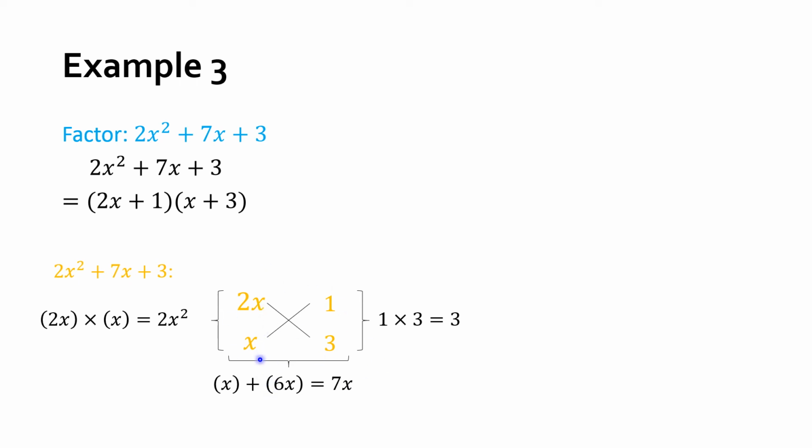So here's x and here's 1, and when we multiply x and 1, it's equal to x, and here's 3 and here's 2x, and if we multiply 3 and 2x, the product is 6x. We have to add these up, so x plus 6x is equal to 7x. So then the final factorization is 2x plus 1 times x plus 3.